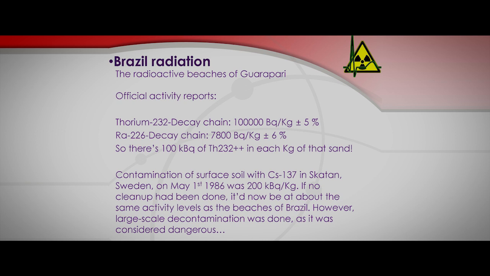Then there's also the radium-226 decay chain, which comes from natural uranium. You see 7.8 becquerel per kilogram present in that kilogram of sand.